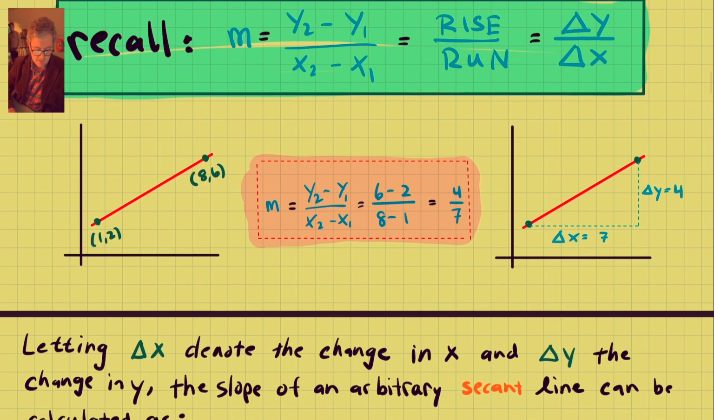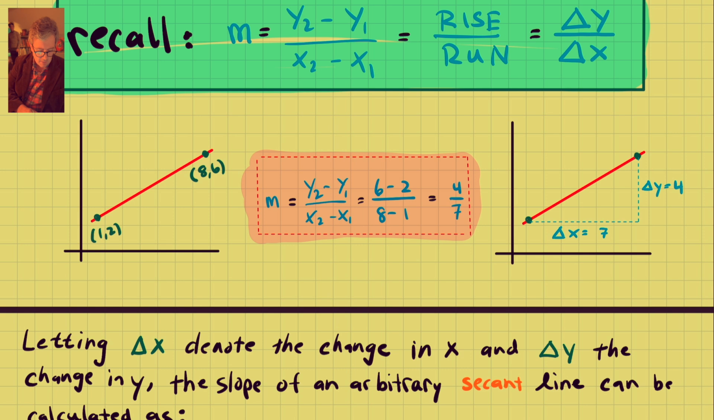Okay, and so like a quick example, let's say I've got a straight line in the plane that intersects the points (1, 2) and (8, 6). The slope of this line can be easily found by using the formula m equals y2 minus y1 over x2 minus x1. I can plug those values in, so I get 6 minus 2 divided by 8 minus 1, and I see that the slope of this line here is 4/7.